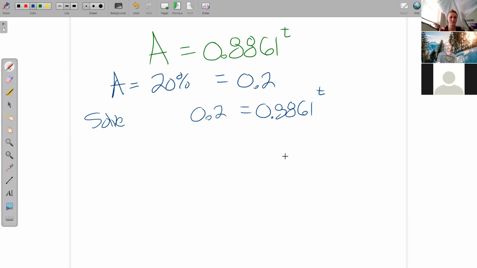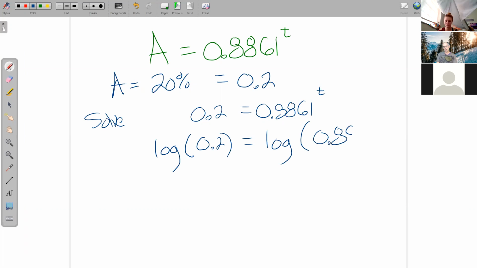Yeah, so the trick we learned last week is, anytime you have a variable in the exponent position, like that t right there, to move it out of the exponent, you got to use logarithms. So what I do is I rewrite this whole thing as log of each side. So log of 0.2 equals log of that whole thing there, 0.8861 to the power t. So that's the first step in solving.